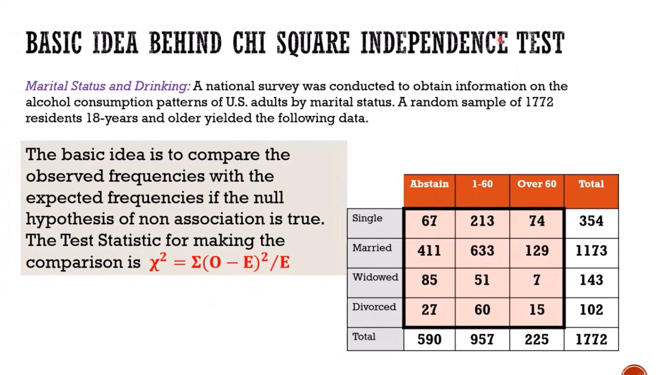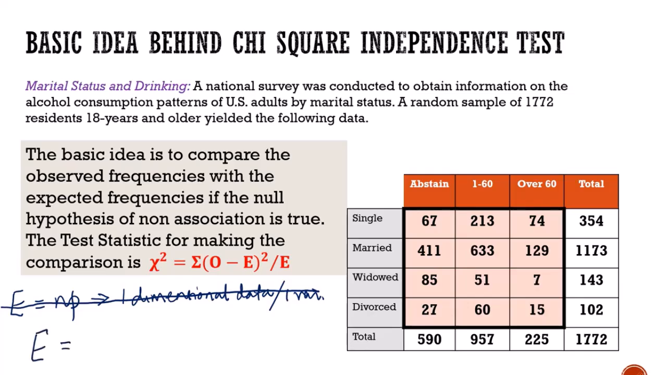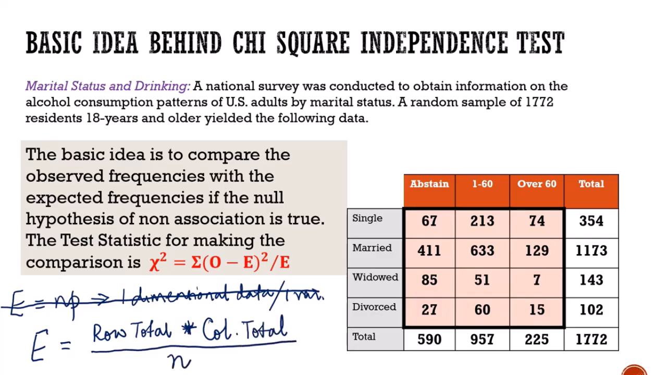However, for the independence test, there's a different formula that we need for E. If you recall, we had used this formula before: E was equal to N times P, but that was good for one-dimensional data, for the study we did with one variable. However, here we cannot use this formula, because we have two variables. It's a different formula that we are going to use, and this is what it's going to look like. E equals row total multiplied by column total divided by N. This is the formula we are going to use, and the row totals are the total values along the row. These are the row totals, and these total values are the column totals.